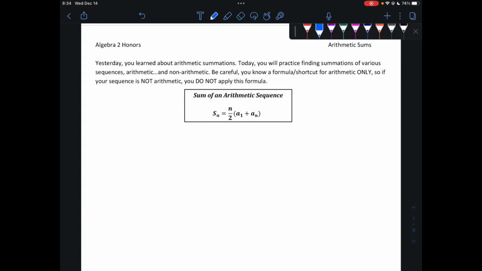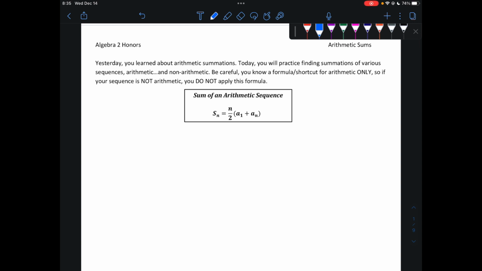Hello everyone, thanks for watching my screencast today on arithmetic sums part 2. In this video, we've already learned how to find the sigma notation of an arithmetic sum. Now we're going to actually use a formula on how to find the arithmetic sum if n is large.